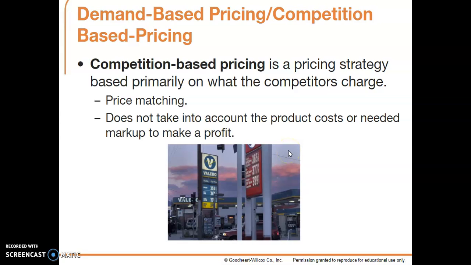Competition-based pricing is going to be based primarily on what competitors charge. Now, some people might just simply match the price. Others might go slightly below. It depends on what your pricing objectives are. Here, this doesn't take into consideration the product costs or specific markups. This is strictly going to be based off of how your competition is pricing their products.